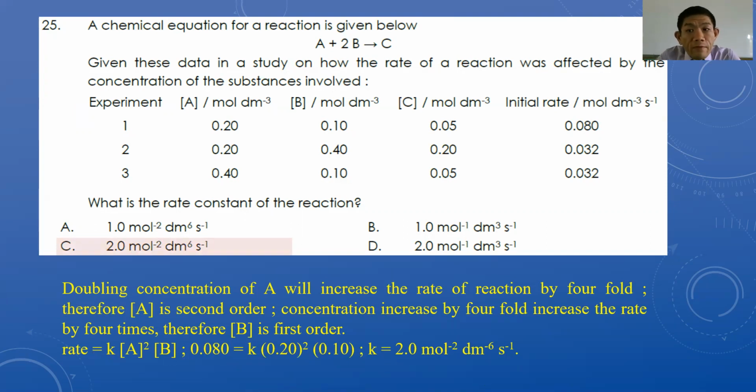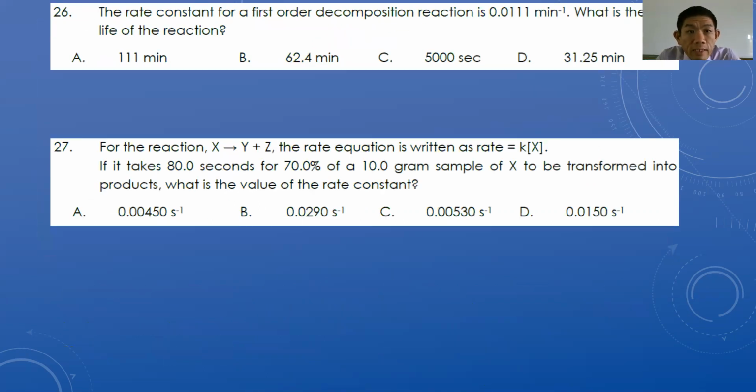So that is for 25. Then we go for 26. Rate constant of a first order decomposition is 0.0111 per minute. What is the half-life of the reaction? So you use t half equals 0.693 divided by 0.0111. You get t half equals 62.4 minutes. This is a very straightforward question. So that is for 26.